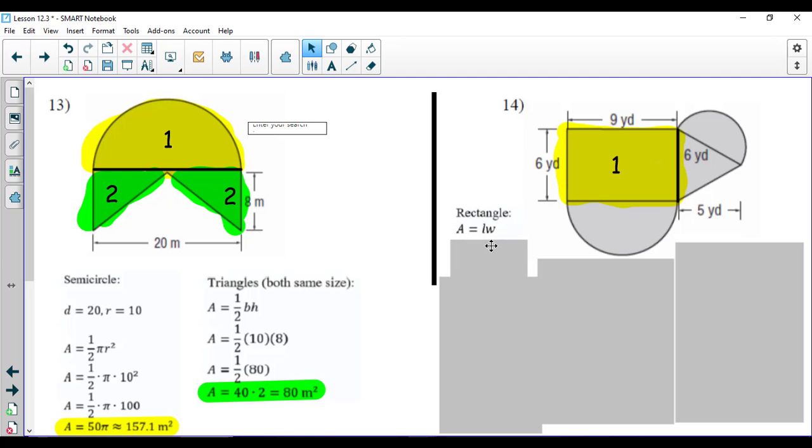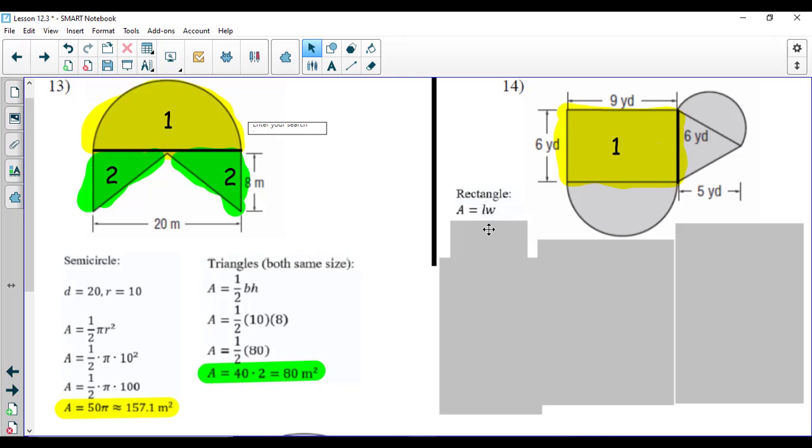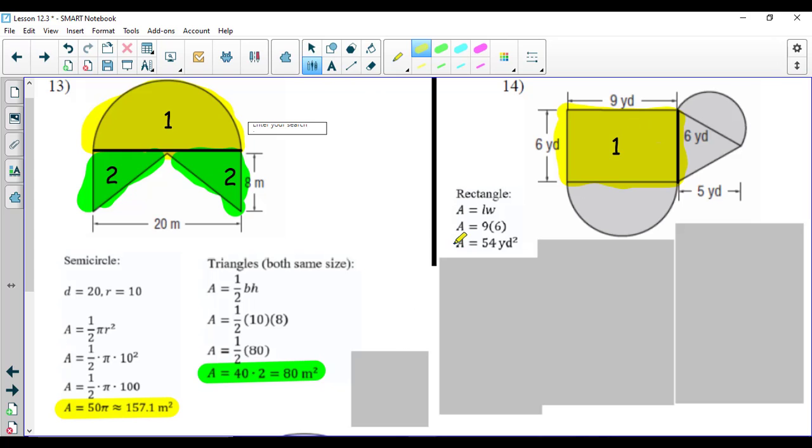So to do length times width for the area, we'll do 6 times 9, or 9 times 6, and that will get us 54 yards squared. So this entire region right here will be 54 yards squared.